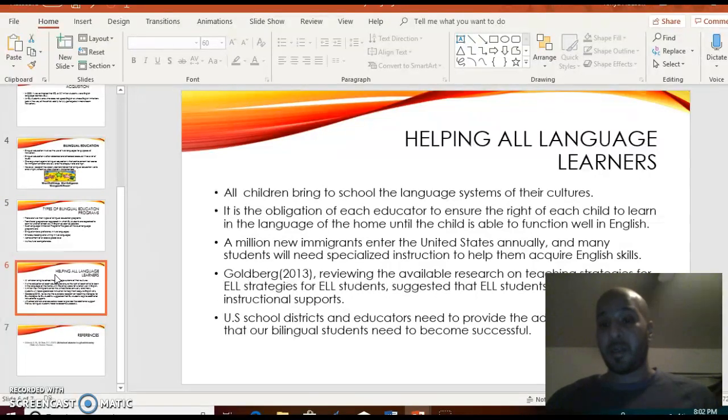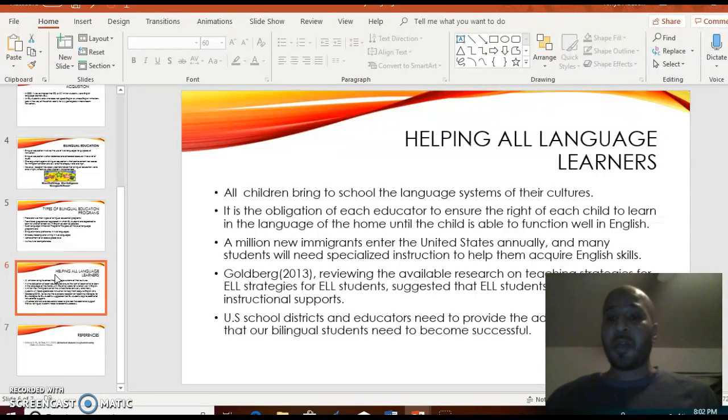Helping all language learners. All children bring to school a language system of their cultures. It is the obligation of each educator to ensure the right of each child to learn in the language of the home until the child is able to function well in English.